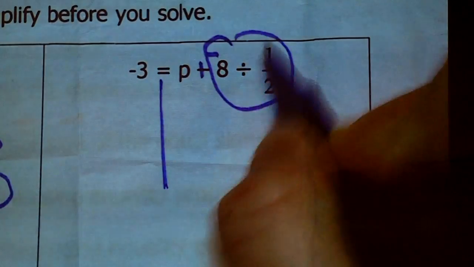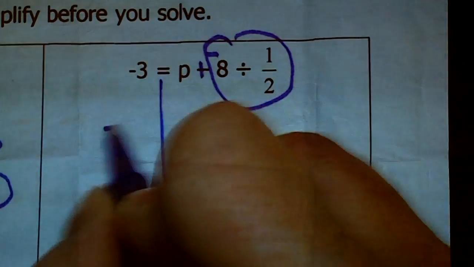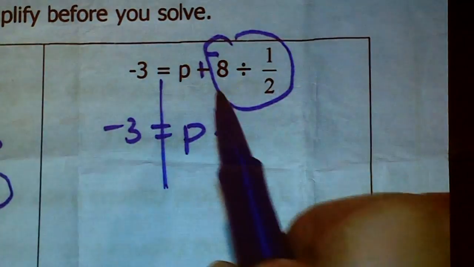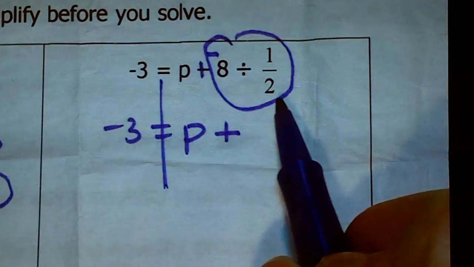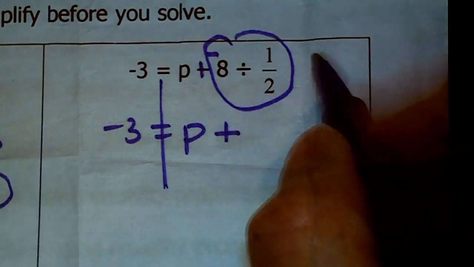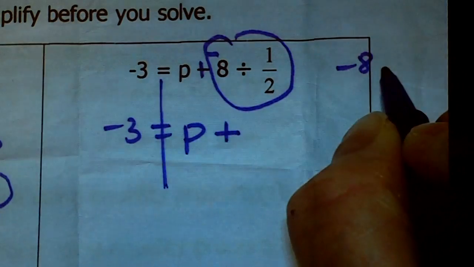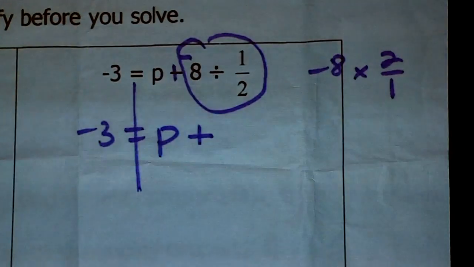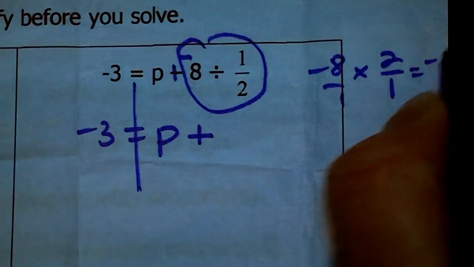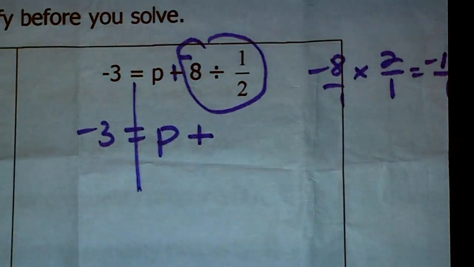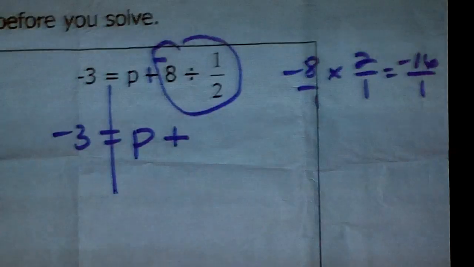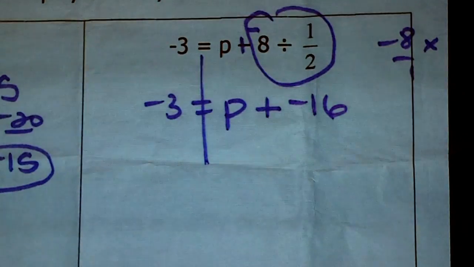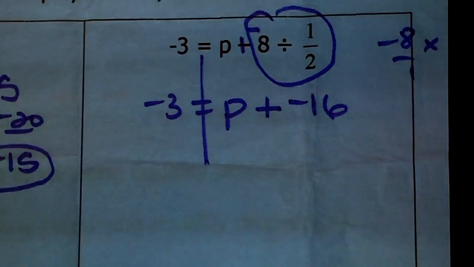And we're going to take care of this division before we can add anything. So negative 3 will equal p by itself, and I'm going to add to that negative 8 divided by 1/2. If you take negative 8 and multiply it by 2/1, because with fractions we multiply by the reciprocal, you end up getting negative 16/1, which is negative 16. So this problem is really negative 3 equals p plus negative 16, and if you wrote p minus 16, it means the same thing. That's totally fine.